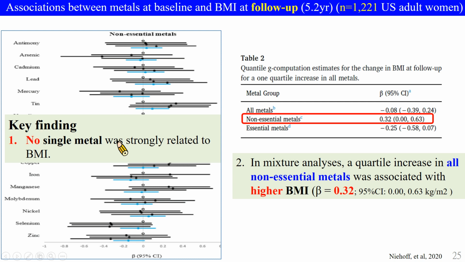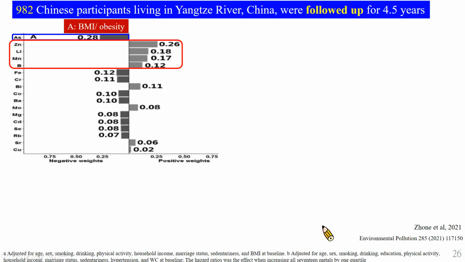However, if they look at the joint effect of metal exposure, what they found is that non-essential metals exposure was significantly positively correlated with body mass index in this 5.2-year follow-up study. So in mixture analysis, a quartile increase in all non-essential metals was associated with higher body mass index. And that was the result from this follow-up study.